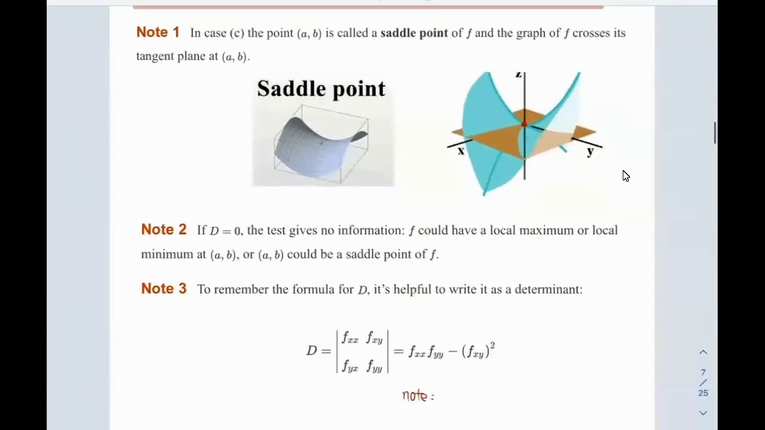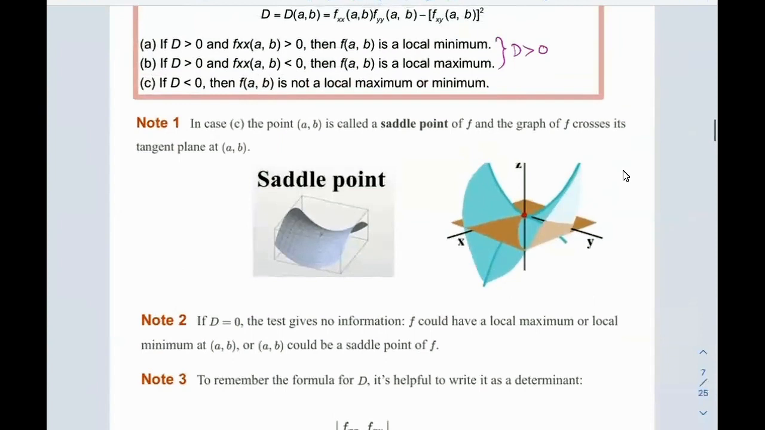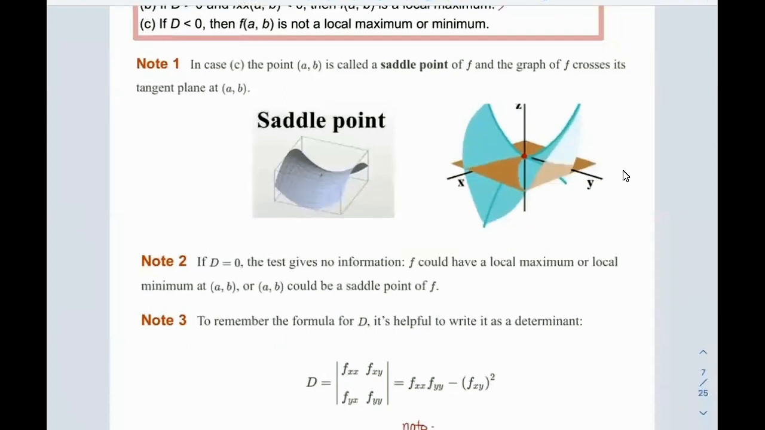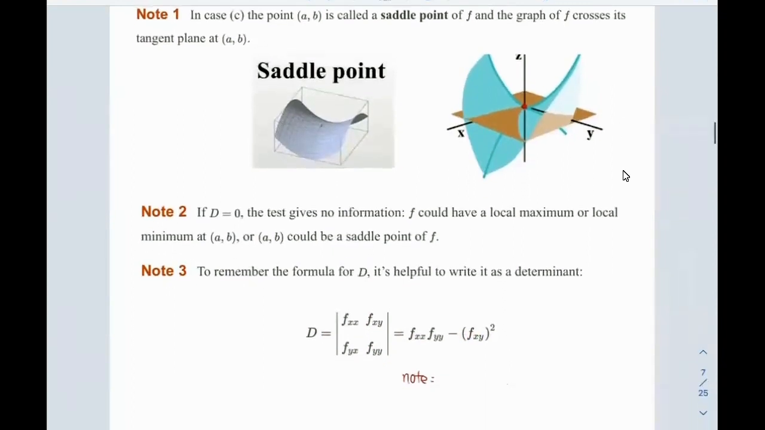The second note is if D equals 0. The three cases here are when D is positive and when D is negative, but they didn't talk about when D is equal to 0. When D equals 0, the second derivative test gives you no information, just like the second derivative test for a function of one variable, remember? And the last note is that the way we remember the D is to think about the determinant of this matrix right here, the symbolic determinant of this matrix. That's the way to remember it.